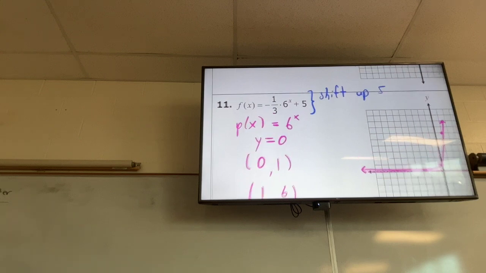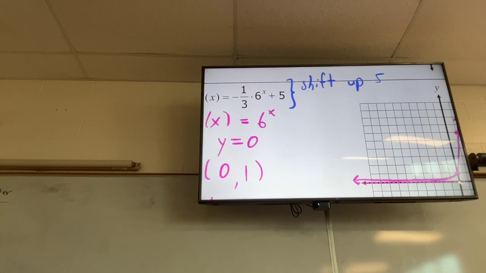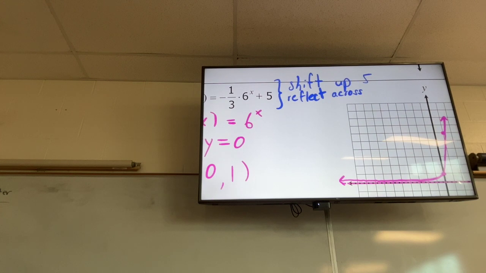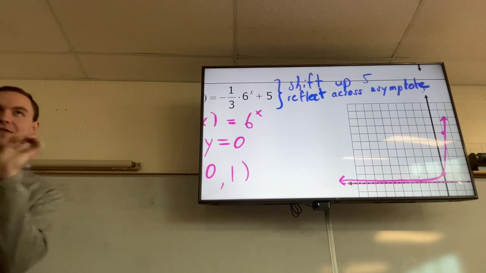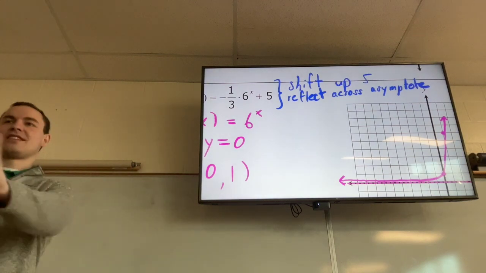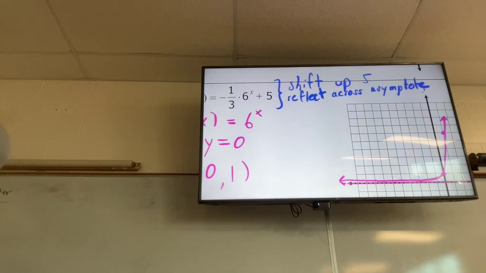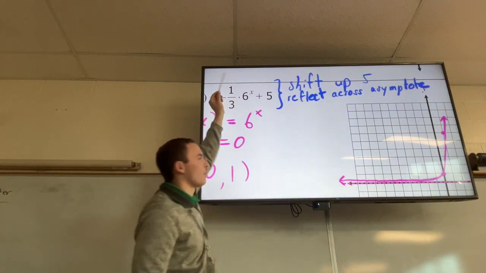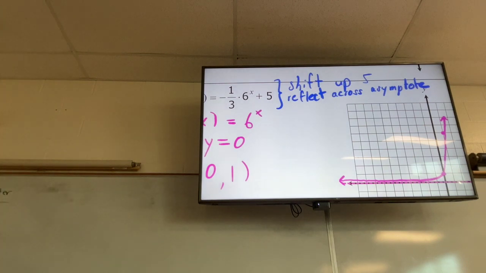Okay. What's that negative going to do? It's going to reflect it across what? It's a good guess. The asymptote. It's going to reflect over the asymptote. Okay, and then what's that 1/3 going to do? Well, first of all, what does it do? This is a times 1/3. What's that going to do? Yeah, compress it. Vertical compression.